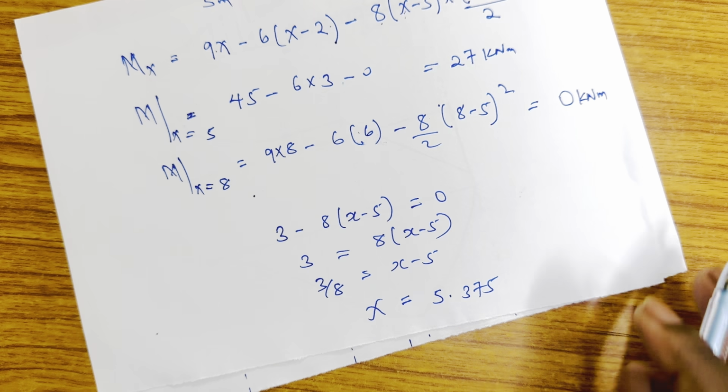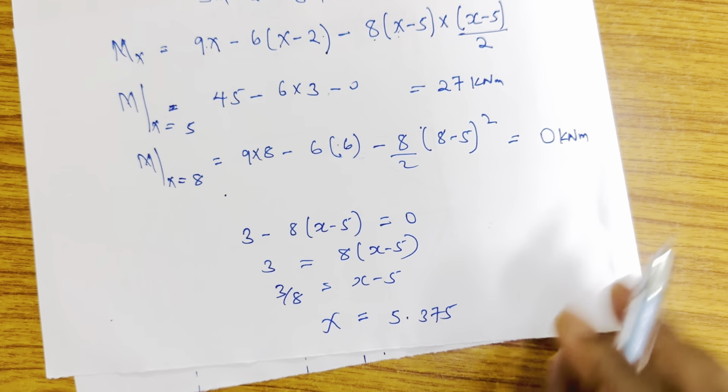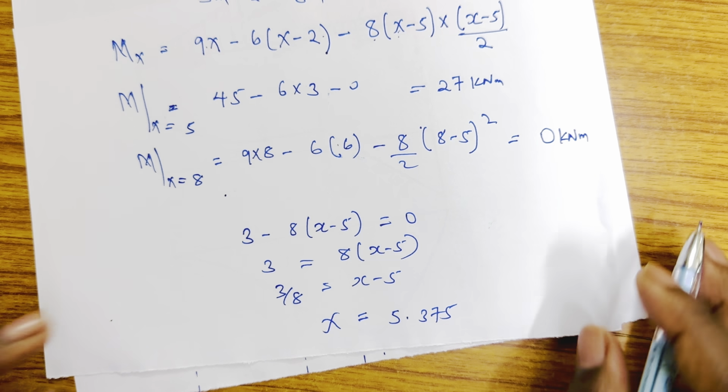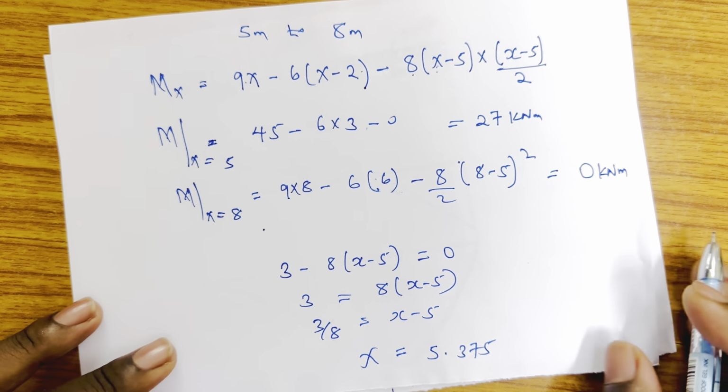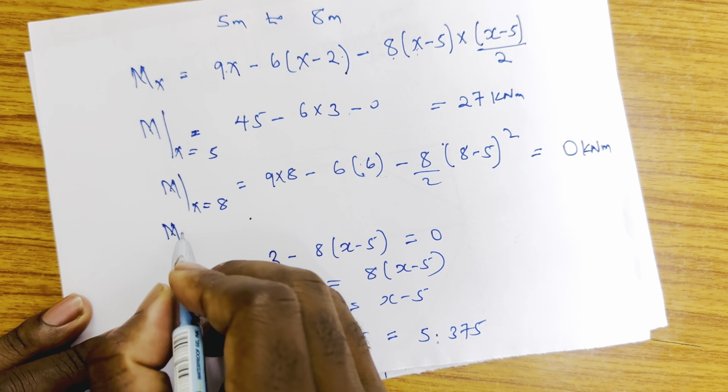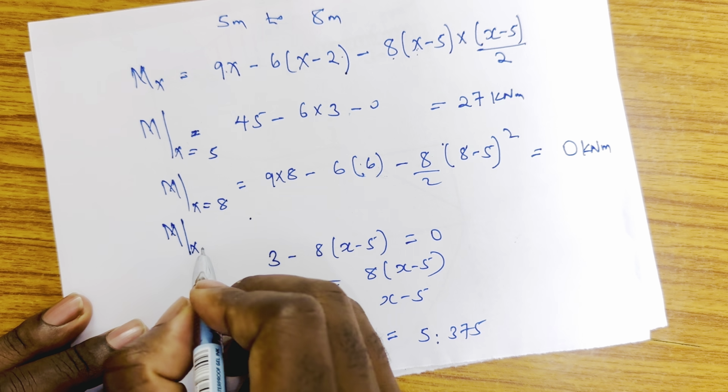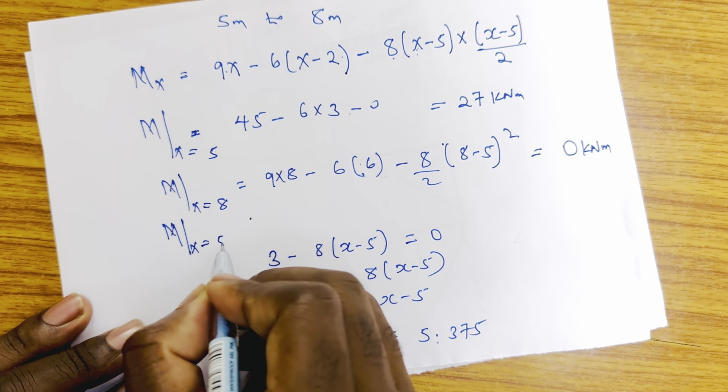5.375. Well, if this is the case, that means there should be the value of the moment. Remember, where shear force is 0, that is where moment is maximum. So let us find the value of the moment when the value of x is 5.375. So this is going to be 9. Okay, it's the same thing.